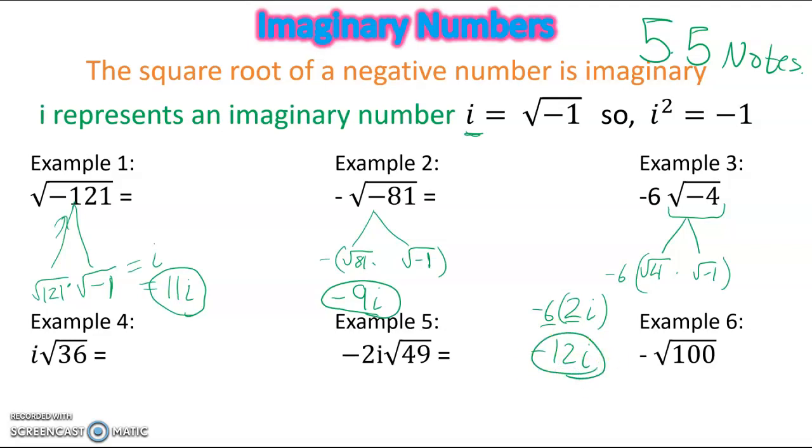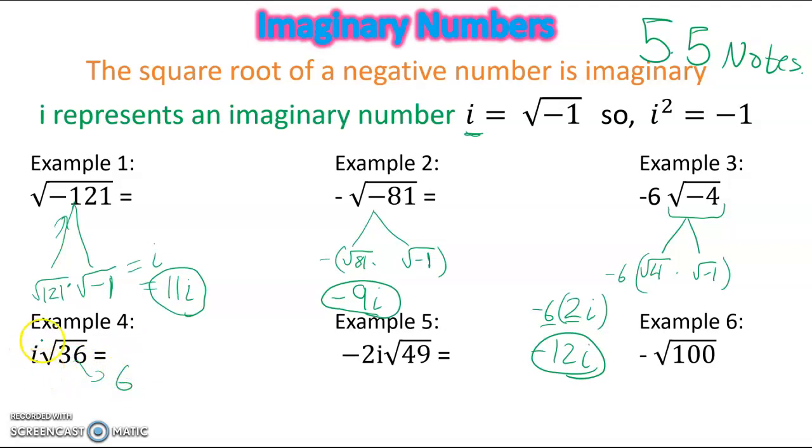Okay. Example number 4, we have I times the square root of 36. Now, if we look, we don't have a negative number underneath our square root sign. So we don't really need to split up the square root of 36, because we already can take the square root of a positive number. We already know that the square root of 36 is just equal to 6.